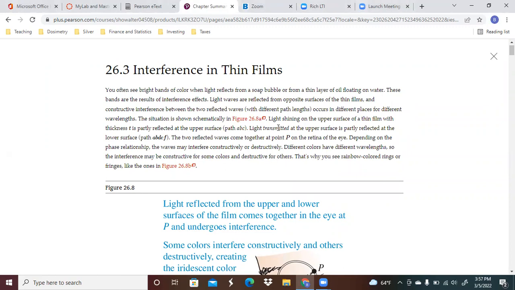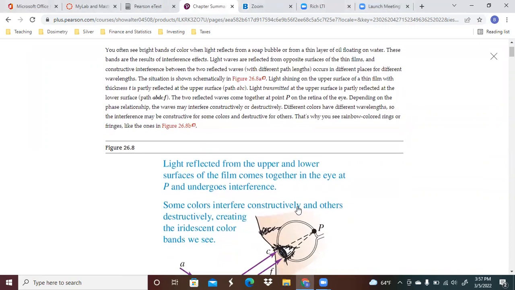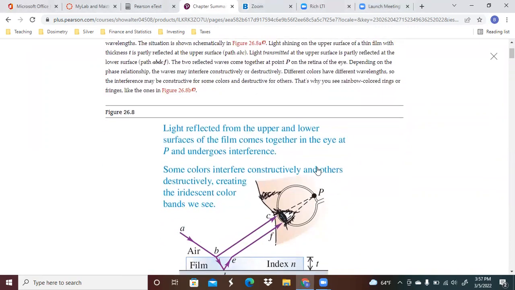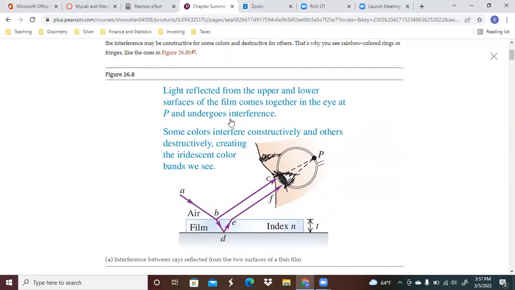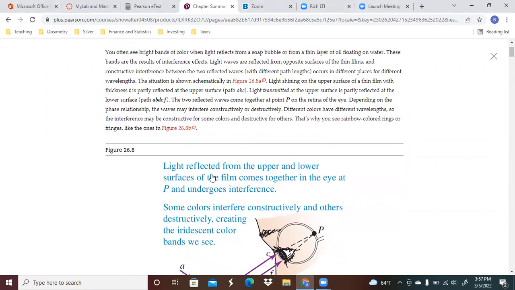So the situation is going to be shown here in 26.8a. You've got light reflected from the upper and lower surfaces that comes together at the eye at point P and undergoes interference. Some colors interfere constructively and others destructively, creating those iridescent color bands that we see.